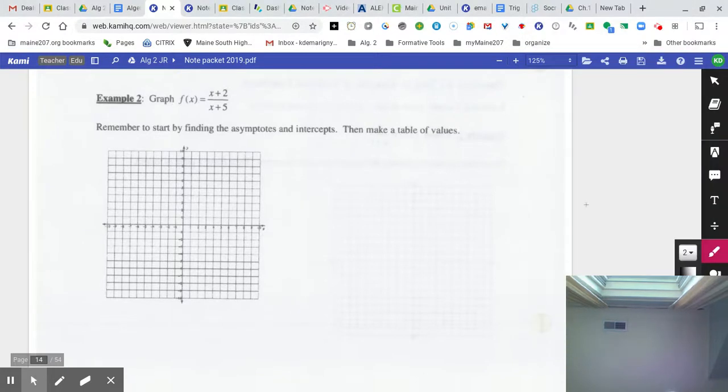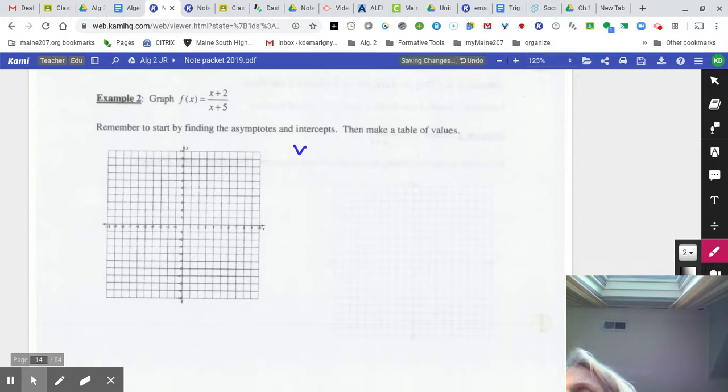Okay, so here we are, a different kind of equation for us to graph. Exact same process. First thing I want to do is find my vertical and my horizontal asymptotes. They will tell me a whole lot about my graph. Let's go with the vertical asymptotes first.